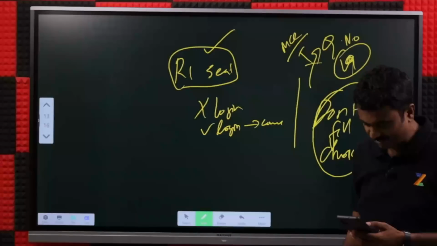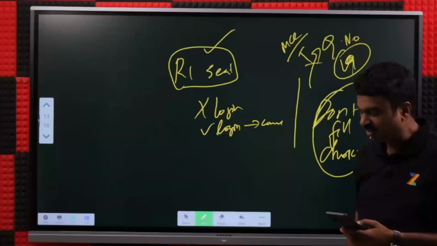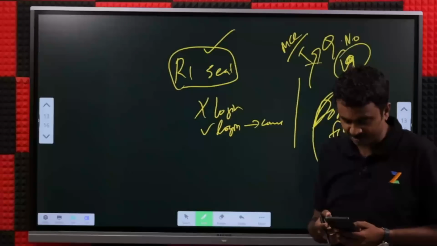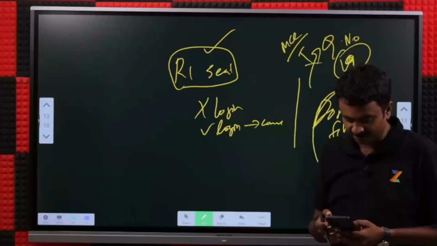Sir, in upgradation, do we have to fill that seat also? We already mentioned that your same seat is not available, so you will not be able to fill that same seat. Yeah. So there's somebody, Dr. Brijpal, who has answered that.